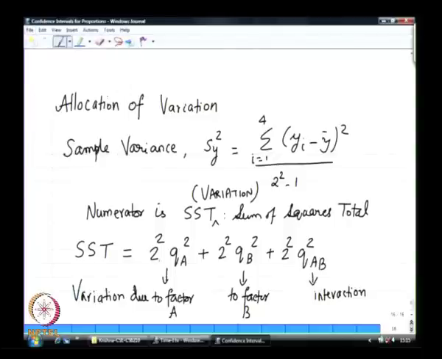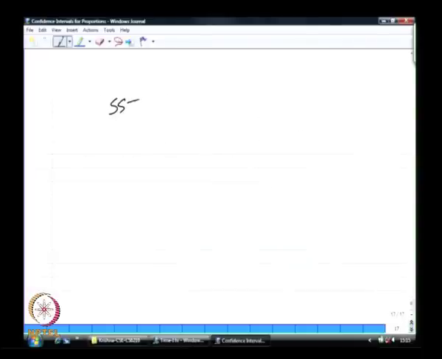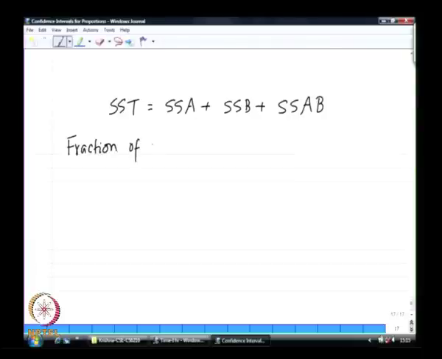And we call each of these SSA, SSB and SSAB: sum of squares with respect to A, with respect to B, and with respect to the interaction between these two factors. So we generally write that as SST equals... and the fraction or proportion of variation explained by A.